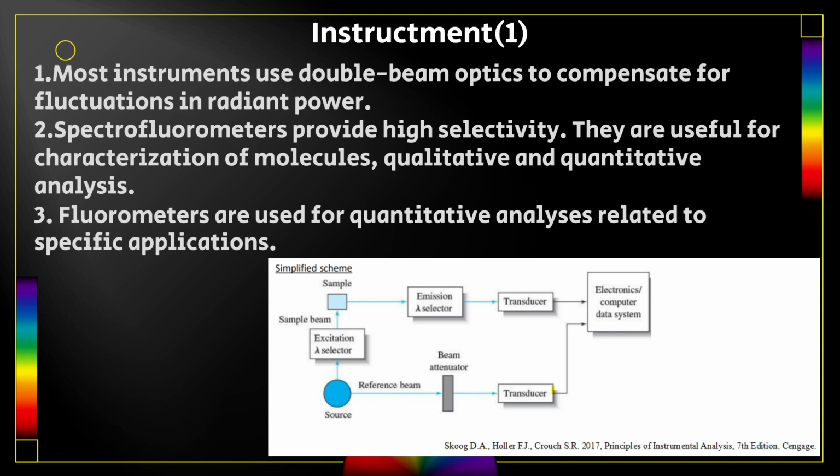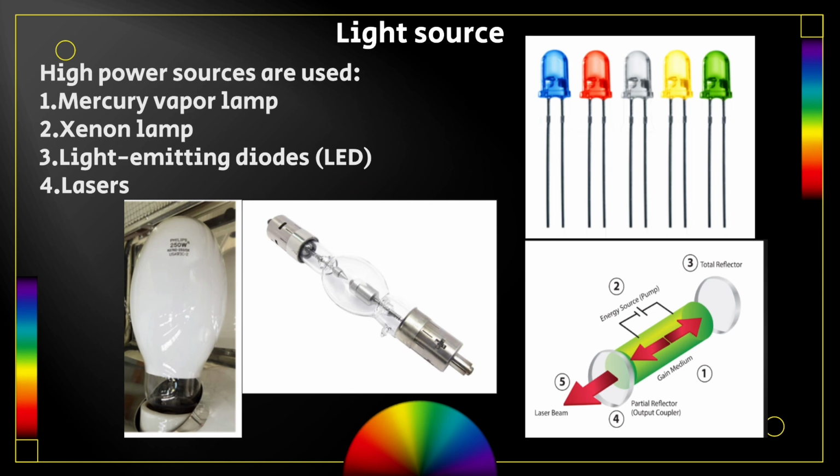The sample, after being passed through an excitation filter, is excited, and the emitted fluorescence goes through an emission filter before reaching the detector. The reference beam is attenuated and also sent to a detector. The electronics and computer calculate the ratio of fluorescence to reference intensity, canceling source variations.